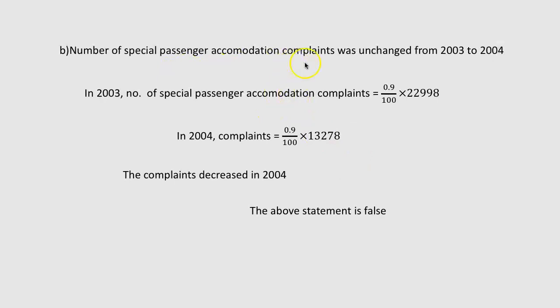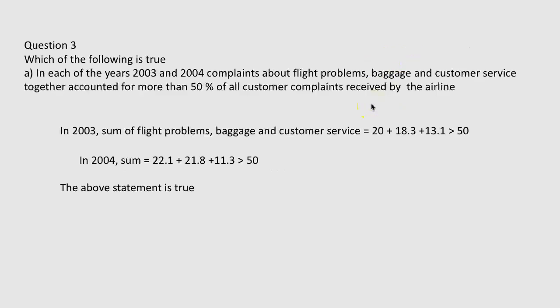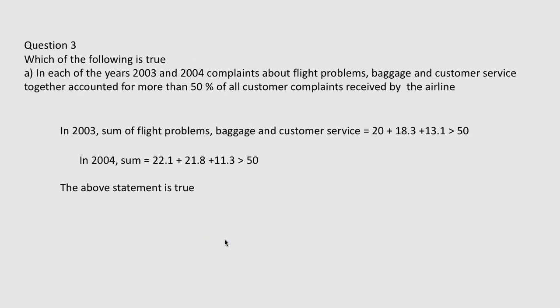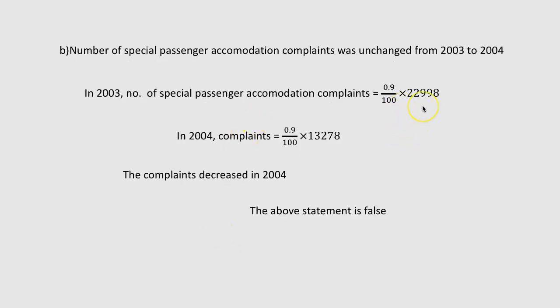Number of special passenger accommodation complaints was unchanged from 2003 to 2004. In 2003, the special passenger accommodation complaints were 0.9%, so that would be 0.9 by 100 into 22,998. In 2004, the complaints were 0.9% of 13,278. So the complaints actually decreased, because in 2003 we are taking 0.9% of 22,998, and in 2004 it was 0.9% of 13,278. So the complaints decreased and the above statement is false.